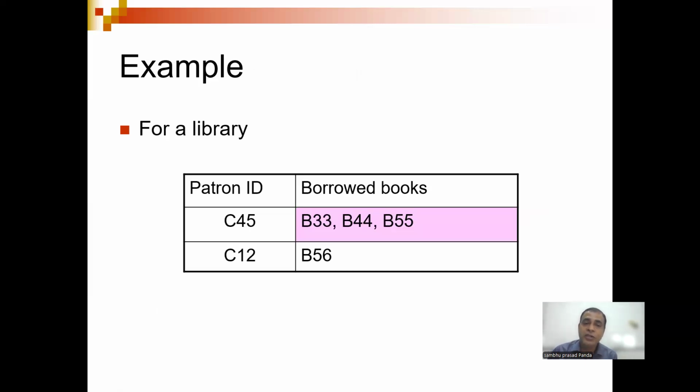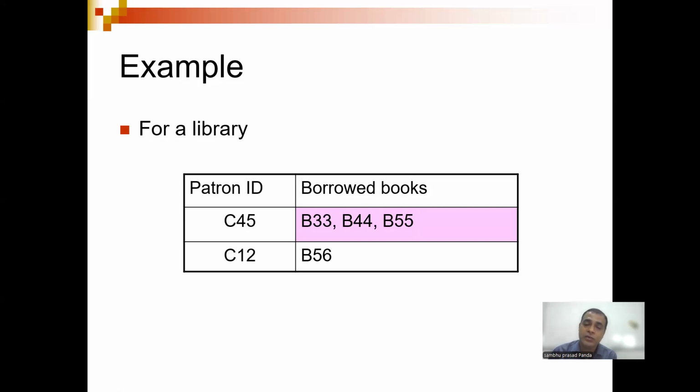Suppose for a library system, patron ID is C45, C12, the first column of the picture. The second one is borrowed books. Under the first row we have B33, B44, B55 as the data, written in comma form. And under the C12 row, it has B56, right? Since patron ID C45 contains three multiple values, it is not in first normal form.